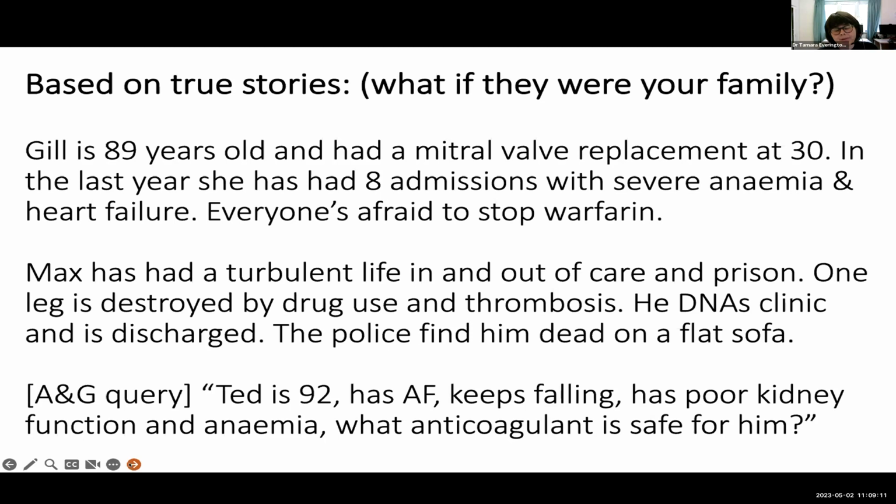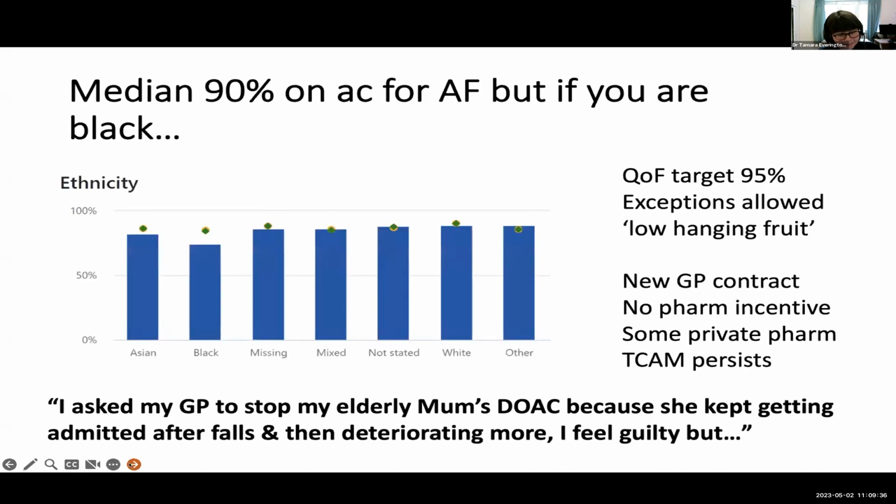Another difficult dilemma I face on a regular basis is these advice and guidance queries where people feel driven to anticoagulate people for atrial fibrillation, but often these people are in a very precarious situation with poor kidney function, chronic anemia, and I'm being asked, well, what anticoagulant is safe? And the implication of that is that any anticoagulant is safe in that situation. Next slide, please.